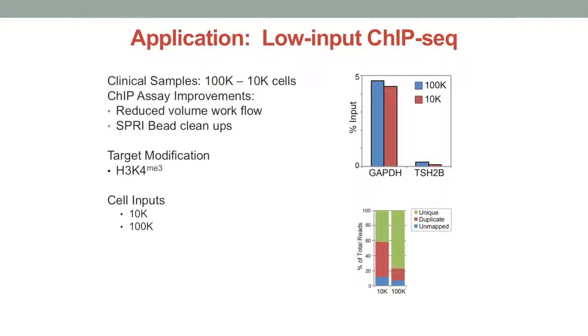So again, we wanted to apply this to a low input ChIP-seq. That's because we get samples from the clinic that we would like to perform ChIP-seq on that are around 10,000 to 100,000 cells. And so we improved the ChIP assay in our hands, which I'm not going to talk about, using both reduced volumes and magnetic bead cleanups to reduce sample loss. And we performed ChIP in our cell line using H3K4 trimethylation on both 10,000 and 100,000 cells. You can see we maintain our high enrichment at positive control versus negative control sites. We sequenced these libraries, and you can see our 10,000 cell library still has 40% unique reads, with our 100,000 cell around 70%.